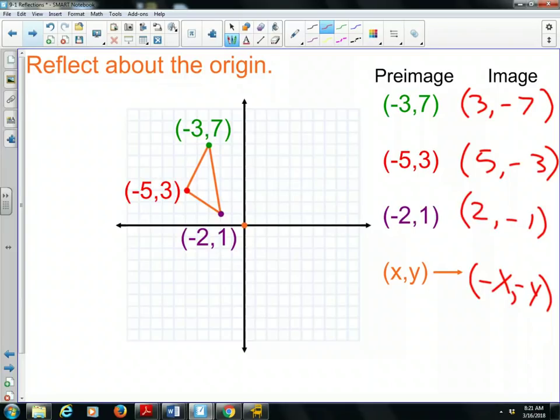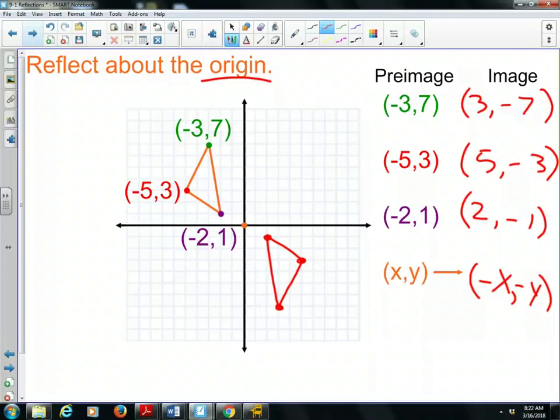Right 3, down 7 is right there. Right 5, down 3. And then right 2, down 1. Here is our image. Again, it's a congruent transformation. The triangle didn't change size at all. It's still the exact same size. But all of those points are reflected about the origin, about that point.